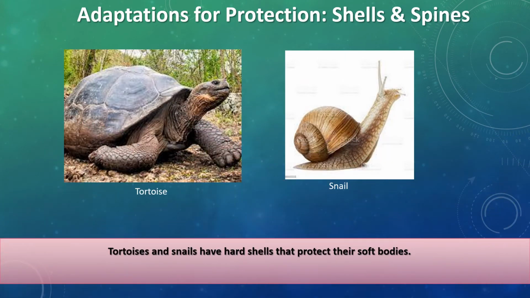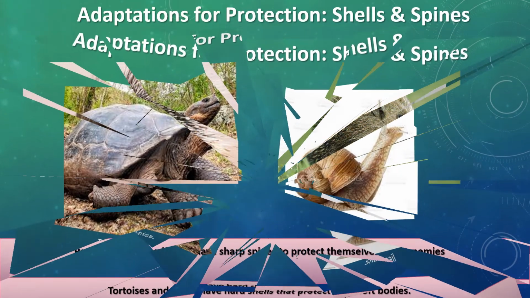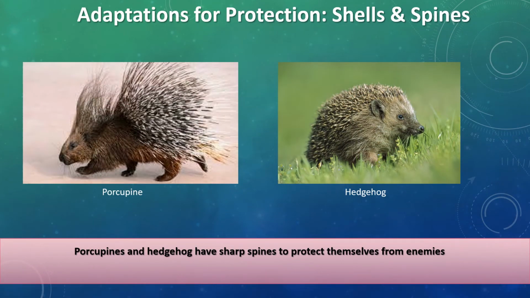Next is shells and spines. Tortoises and snails have hard shells that protect their soft bodies. Porcupines and hedgehogs have sharp spines to protect themselves from their enemies.